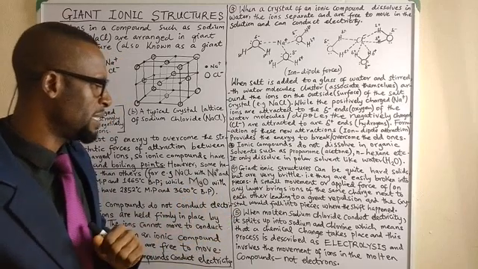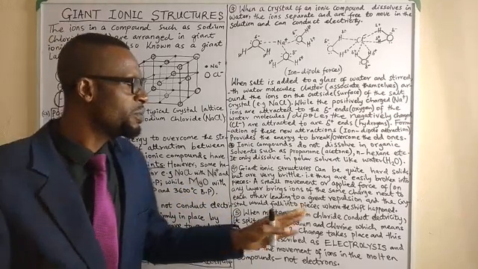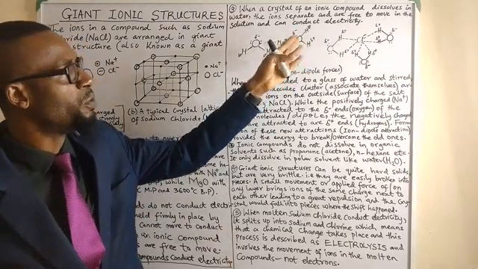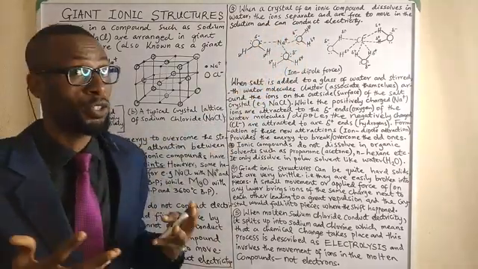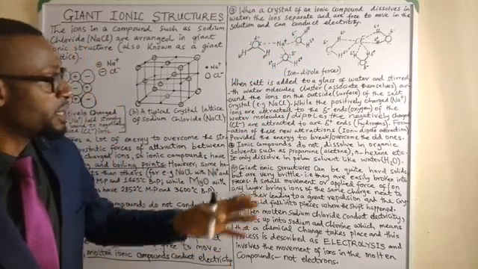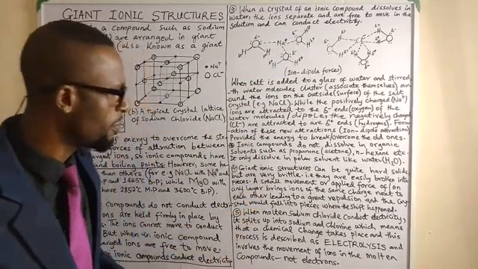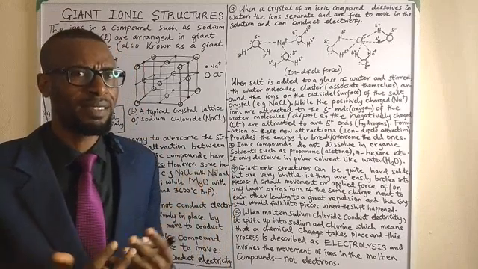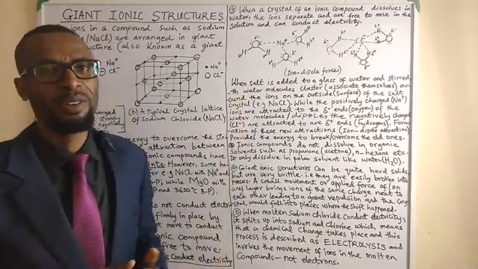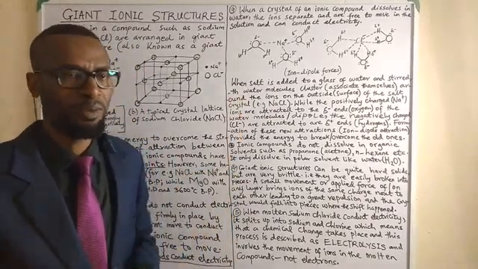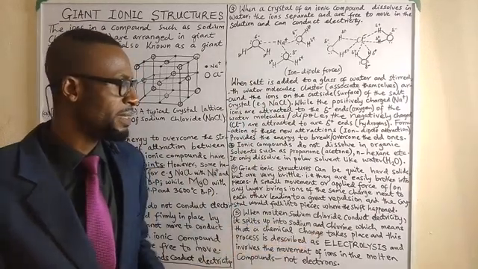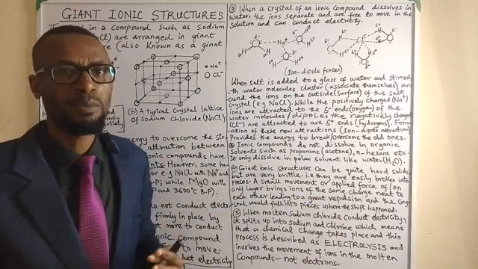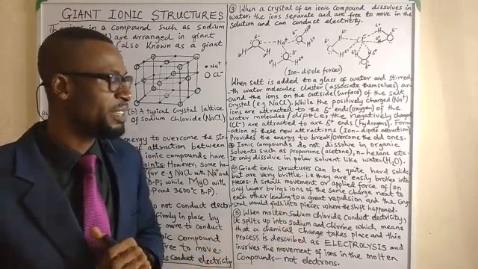The fifth point here is that when molten sodium chloride conducts electricity, because we told you that molten ionic compounds conduct electricity, it splits into the two component elements that made the ionic compound in the first place. We're talking about sodium metal and, of course, chlorine gas.